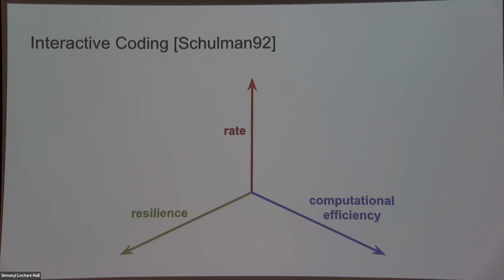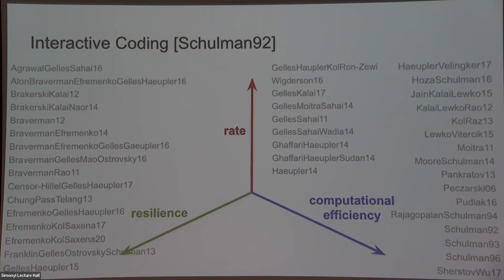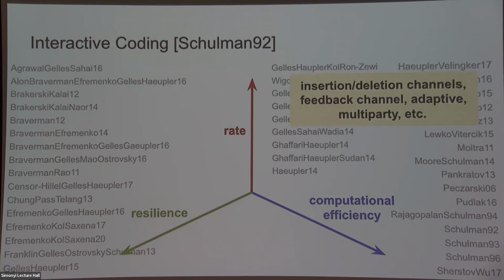Just like for error correcting codes, there are three main properties you might care about for interactive coding. Once again, resilience, rate, and computational efficiency. There have been many works in this area, for all three properties, but also for other models like insertion or deletion channels and feedback channels. There are adaptive models; the model we'll be talking about is called the non-adaptive model. There are multi-party models, relations to circuits, quantum, etc. So there's been a lot of work in this general area. And once again, my focus in today's talk is going to be on this resilience property.